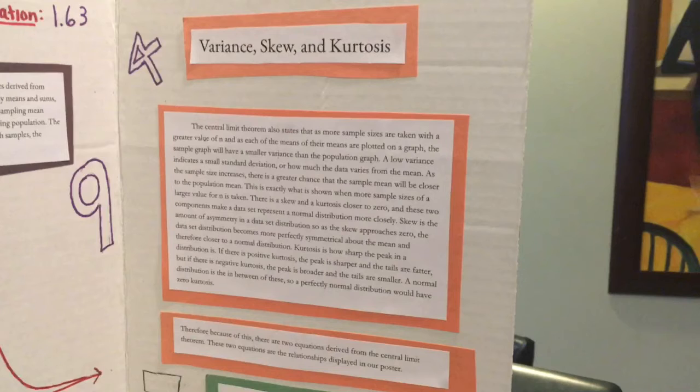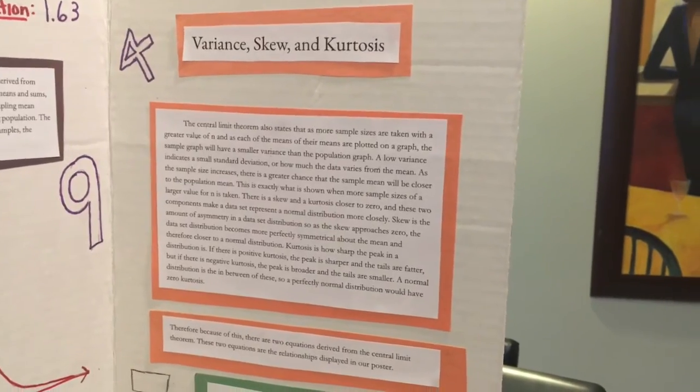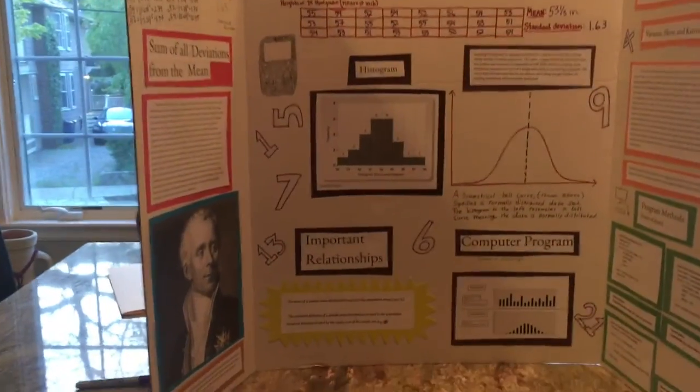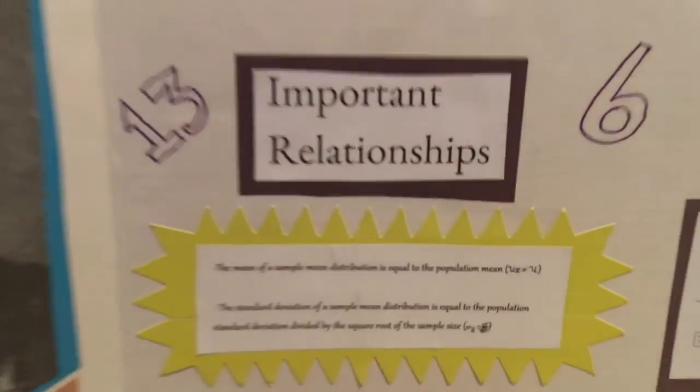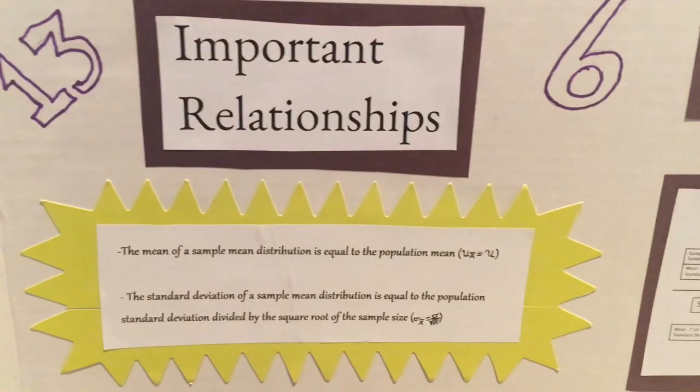The two equations that can be derived from the central limit theorem have been displayed on our poster. The first is that the mean of a sample mean distribution is equal to the population mean. The second is that the standard deviation of a sample mean distribution is equal to the population standard deviation divided by the square root of the sample size.